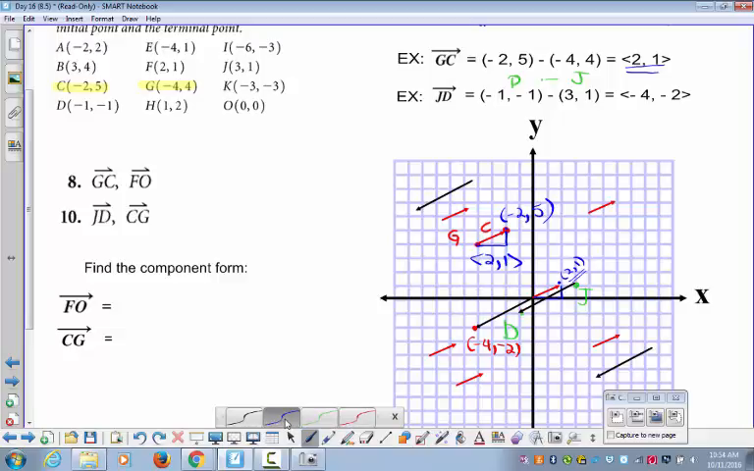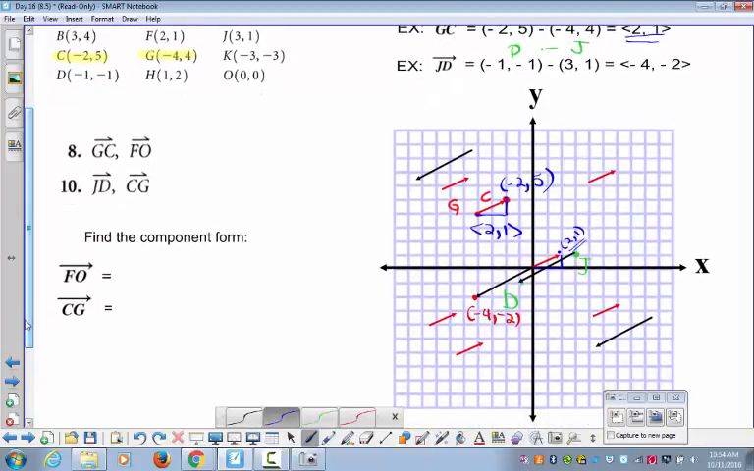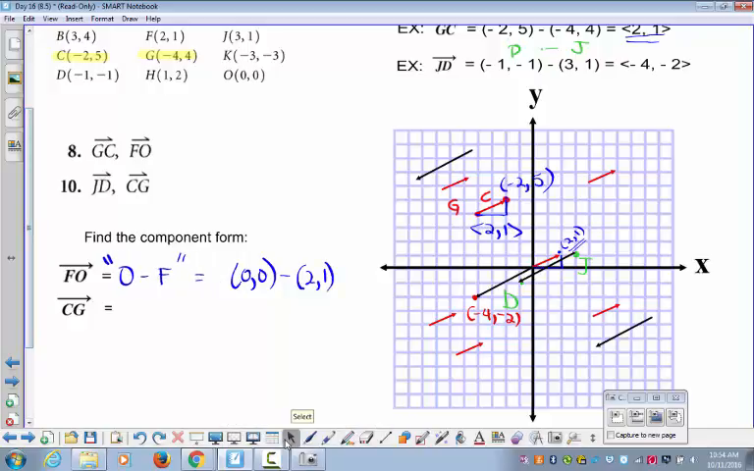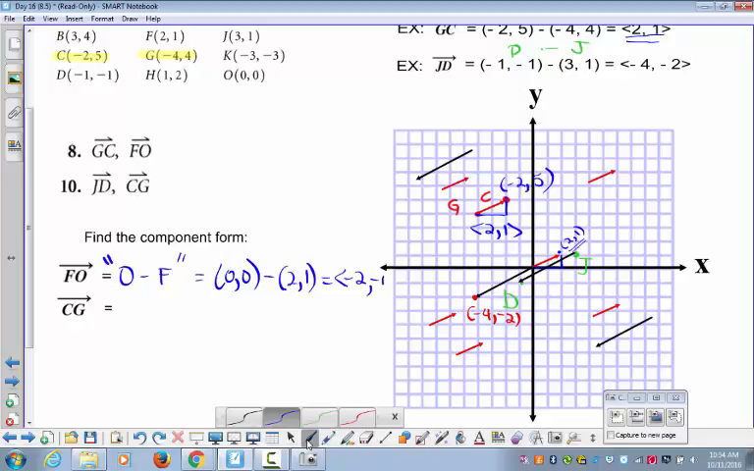All right, so let's do these two. So FO, you can loosely think of doing point O minus point F. That's not correct to say mathematically, but that's kind of what you're thinking in your head. Point O, terminal point, minus initial point. Go to point O, that's the origin. We're subtracting off point F. Point F is 2, comma 1. And so the component form of the vector we're looking at would be 0 minus 2, so that's negative 2, and then 0 minus 1, negative 1. That's the component form of the vector.